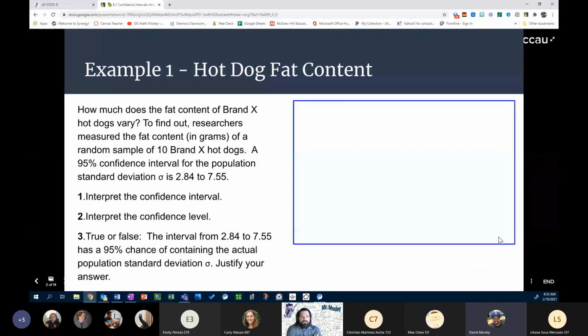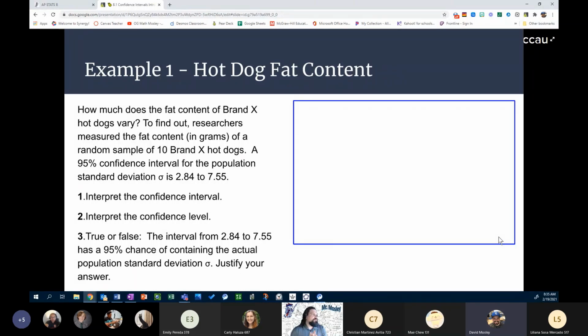All right, so we're going to start with our first example here. The hot dog fat content. This is not an example for you guys to do. This is one that I'm going to explain and work through with you, just to get us started and refresh us on what this thing is all about today.